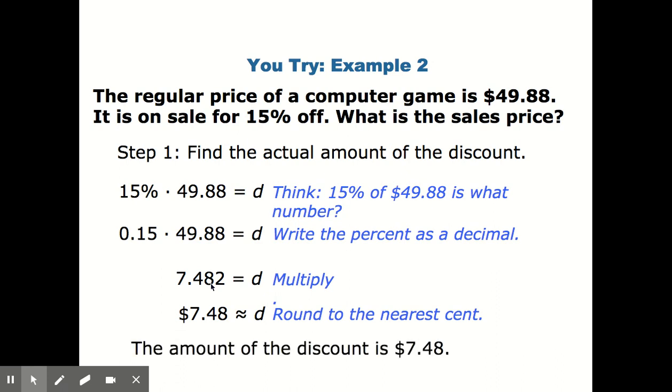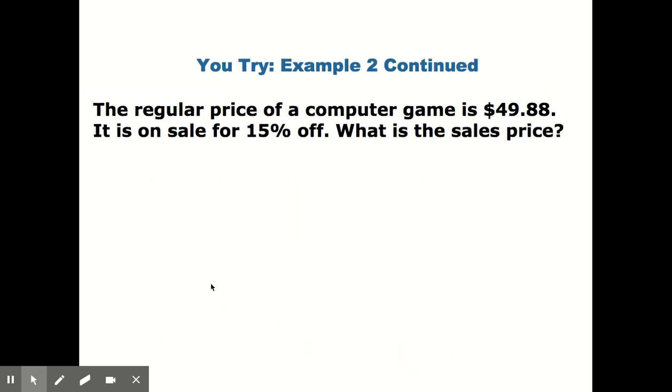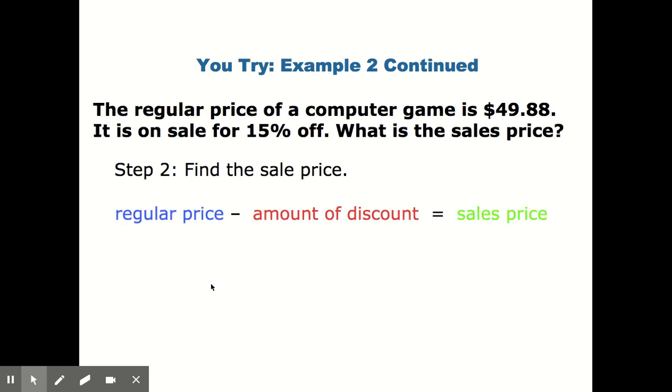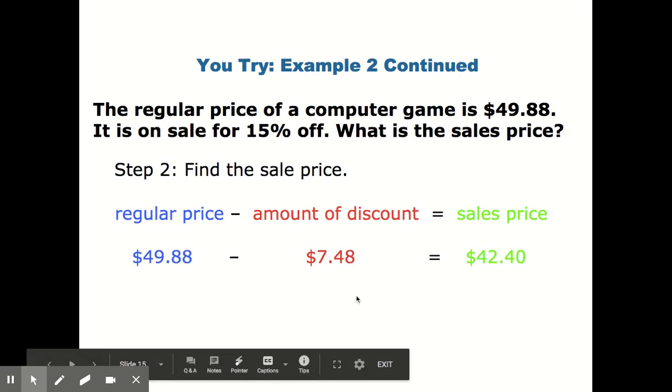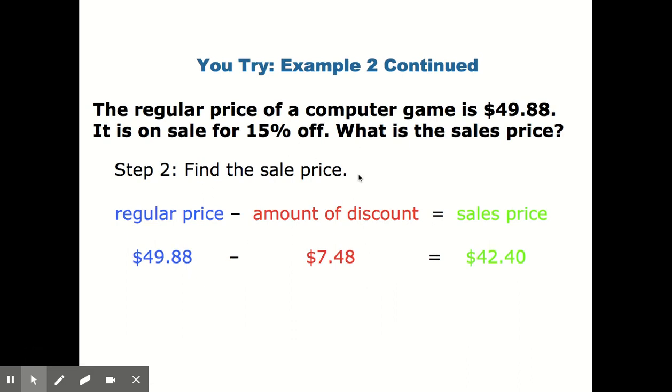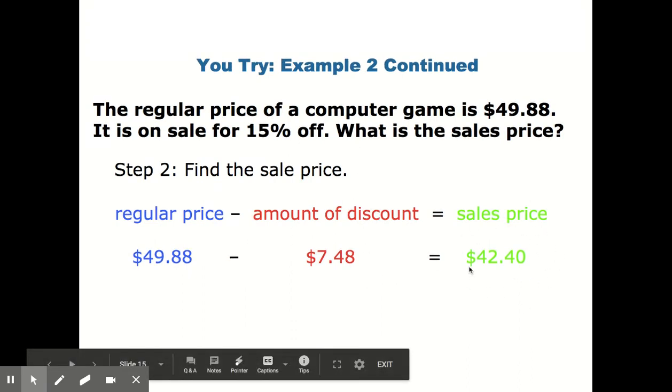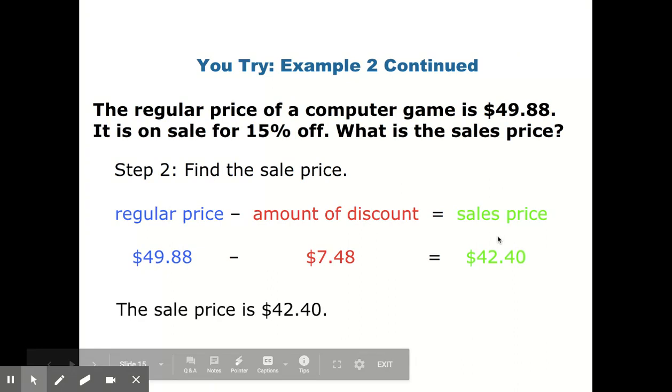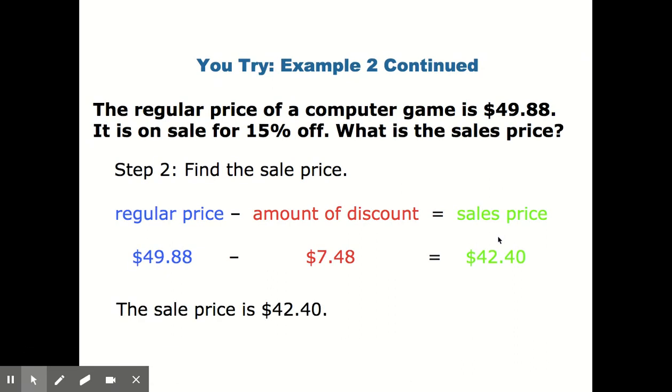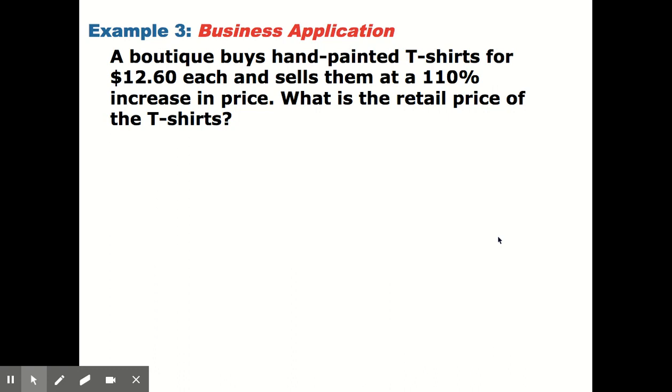Now the $7.48 is the discount, not the sales price. So when we go to step 2, we would subtract that amount from the original. We would take our original price, subtract the amount of discount. That would give us the sales price. The original amount was $49.88. Subtract the $7.48, which is the 15% off, and this is how much you would end up paying for the computer game: $42.40.